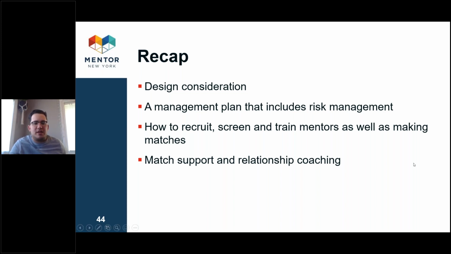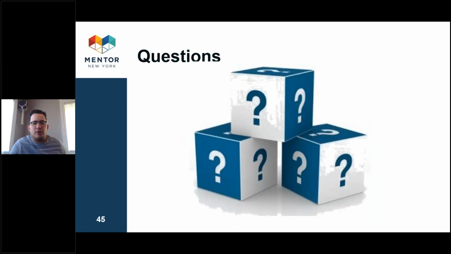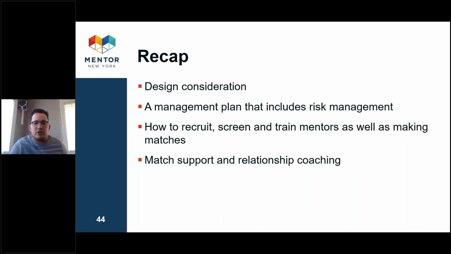You want to make sure you're thinking about how to recruit, screen, and train mentors, as well as making those matches. That match support and relationship coaching is absolutely crucial. And then that closure and that evaluation.